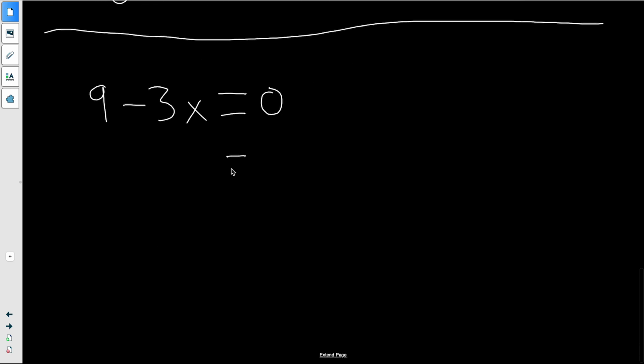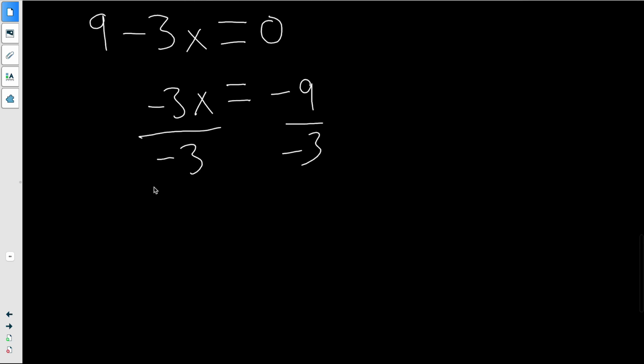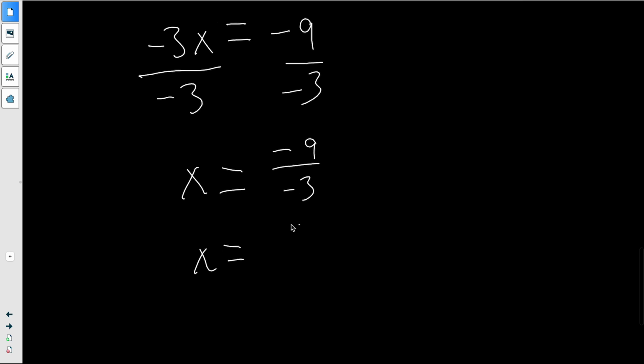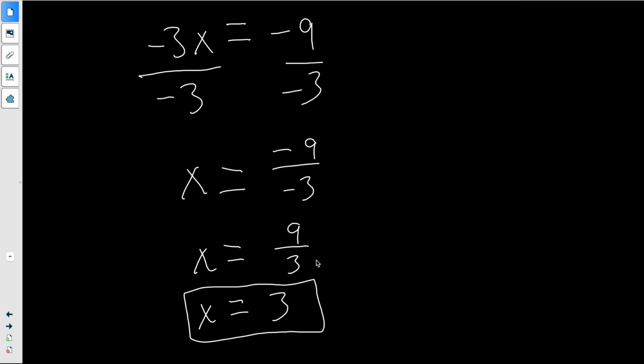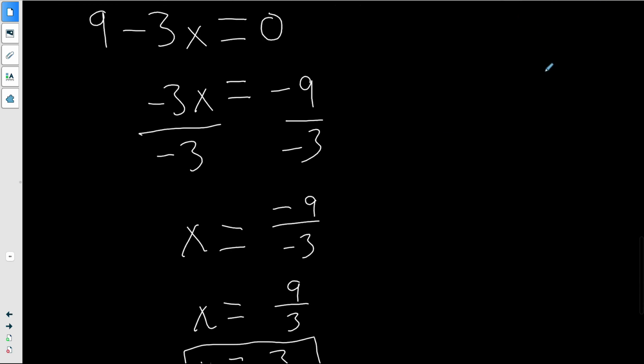And if we solved this problem, we would subtract 9 from both sides, and then divide both sides by -3. So we end up with x equals -9 over -3, which is x equals 9 over 3, which is 3. So that's how many times you can subtract 3 from 9 and get 0.